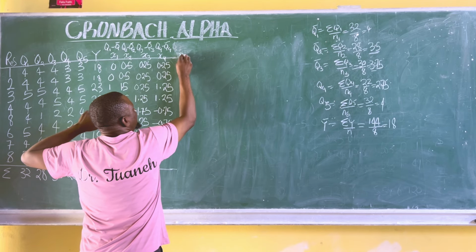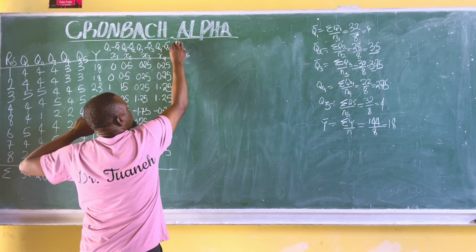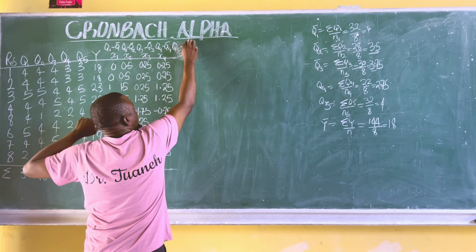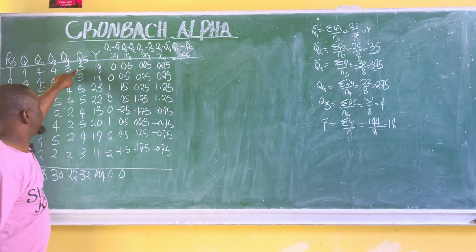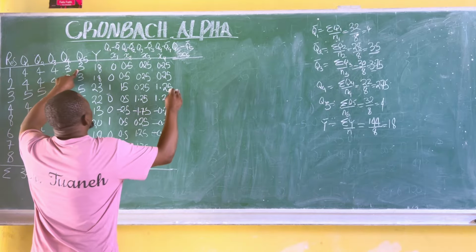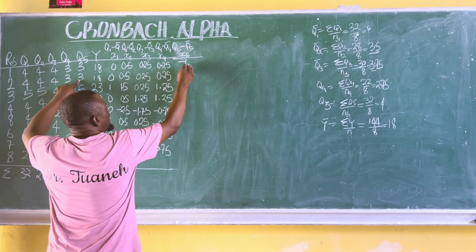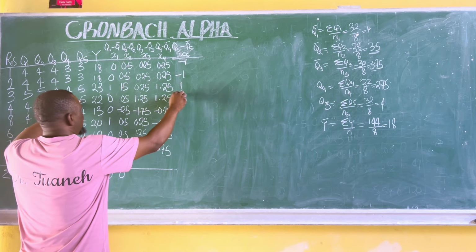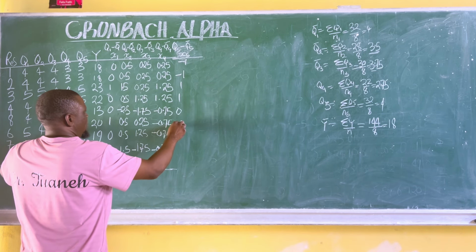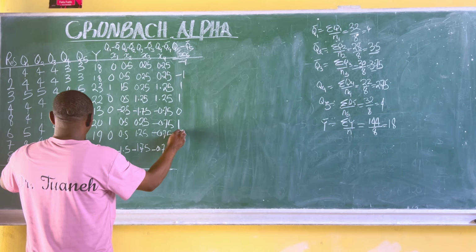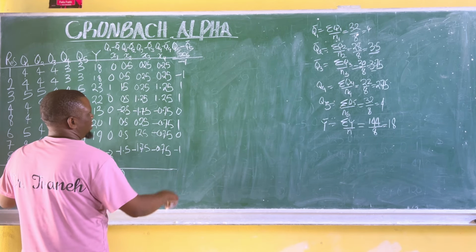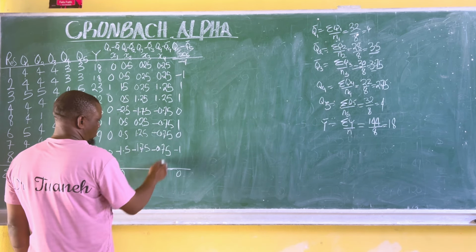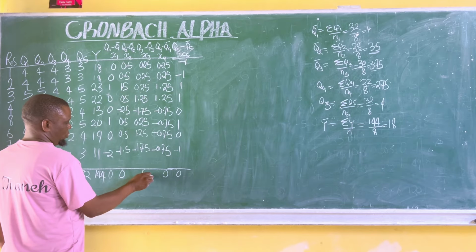Our x5 is q5 minus q5 bar. So our q5 is 3, q5 bar is 4. 3 minus 4, minus 1. 3 minus 4, minus 1. 5 minus 4, 1. 5 minus 4, 1. 4 minus 4, 0. 5 minus 4, 1. 4 minus 4, 0. 3 minus 4, minus 1. Okay, so if you sum that, it will be 0 also. The sum of this will be 0. If you sum this, it will be 0.